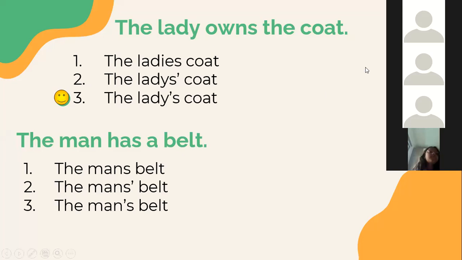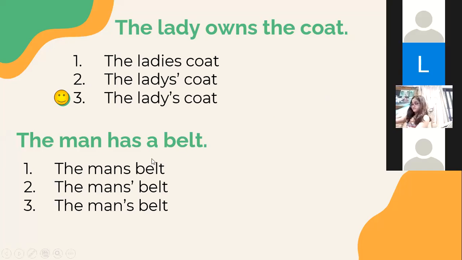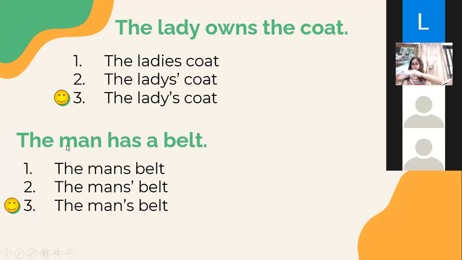Jude? 3. Jude, do you agree with Karim? No. Which one is correct? Number 3 is correct. Listen, Karim. Thank you, Jude. Man is singular. And what did we say when we want to form the possessive for a singular noun? We add apostrophe then s, not only s. So we say the man's belt. We add apostrophe then s to the singular noun. Pay attention, Karim.